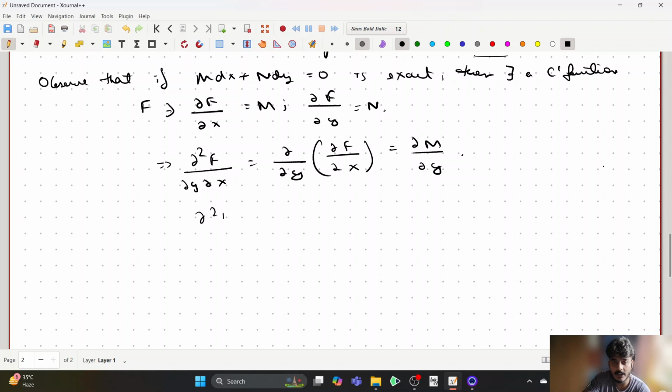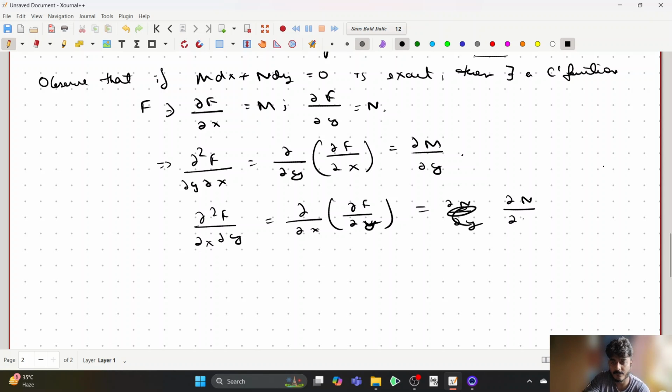And similarly, del two f by del x del y is equal to del over del x of the partial differentiation with respect to y of f, which is just del n by del y. Sorry, del n by del x. Fine. Now there is a very important property of mixed partial derivatives: if the function is a C1 function, that is, its first partial derivatives are continuous, then the mixed partial derivatives are interchangeable.